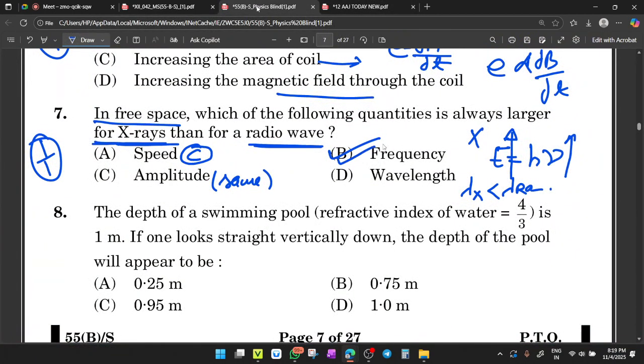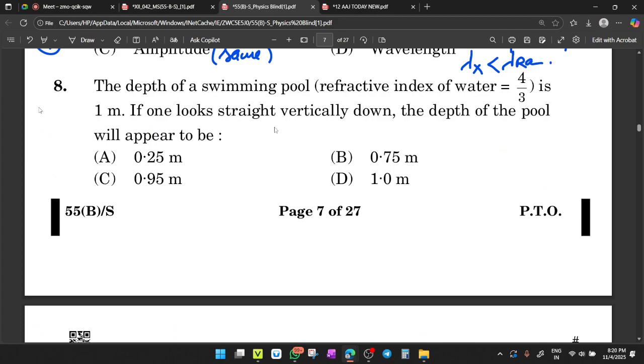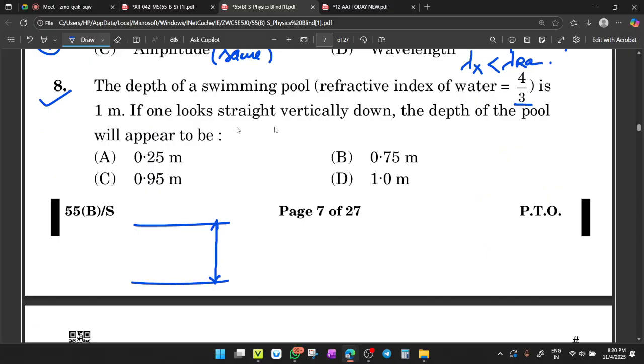So the correct answer here is B, frequency. Done. Next question, student. The depth of a swimming pool, with refractive index of water equal to 4 by 3, is 1 meter. Okay, so the depth is given here. The swimming pool is 1 meter. This is the total depth of the swimming pool. Now, if one looks straight vertically down, then the depth of the pool will appear as? So tell me what will be the depth of the pool when it is looked at vertically.